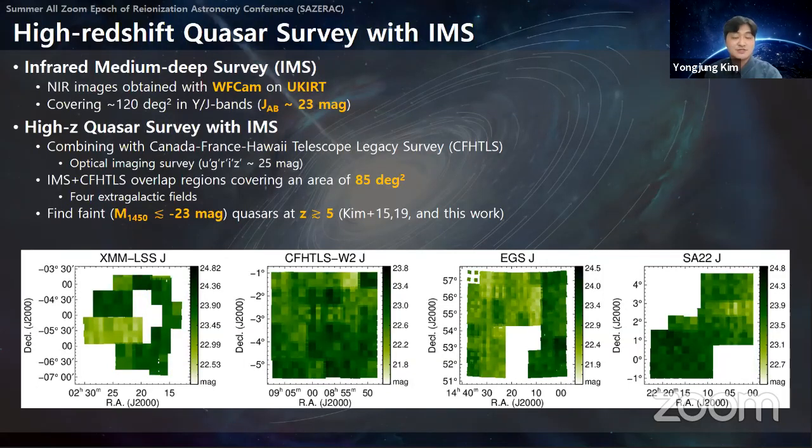This imaging depth is appropriate to fill the deficiency of faint quasars. So, including the optical imaging data from the CFHT Legacy Survey, we have performed a high-redshift quasar survey with IMS. The combination of these optical and NIR imaging data enables us to find faint quasars down to -23 magnitude at redshift larger than 5. In this presentation, I'll give a talk about the quasars at around redshift 5.